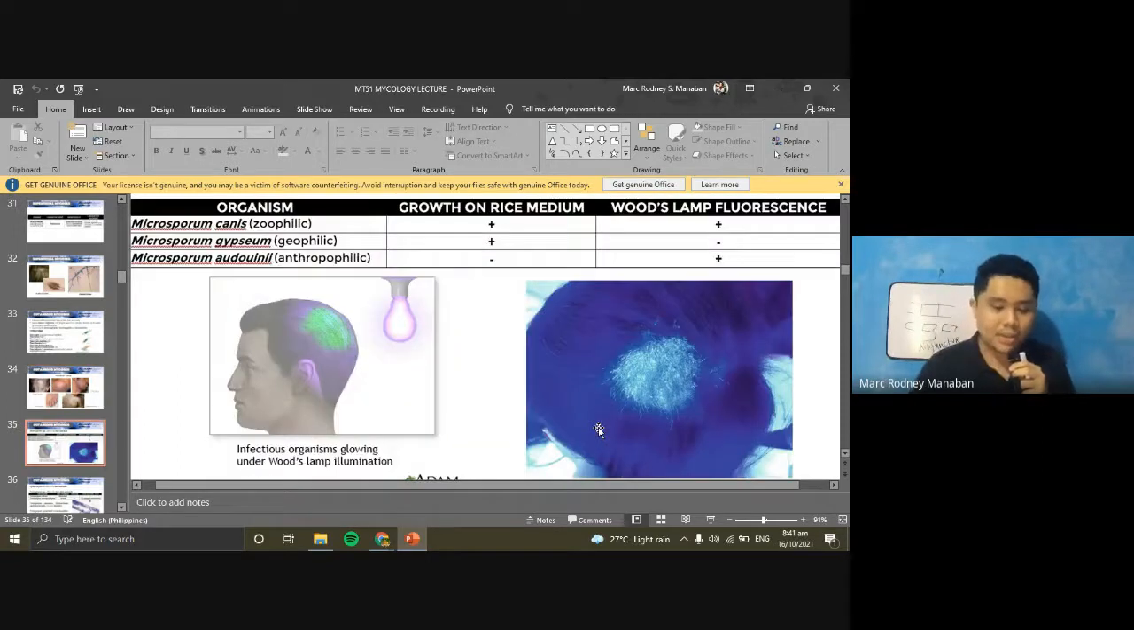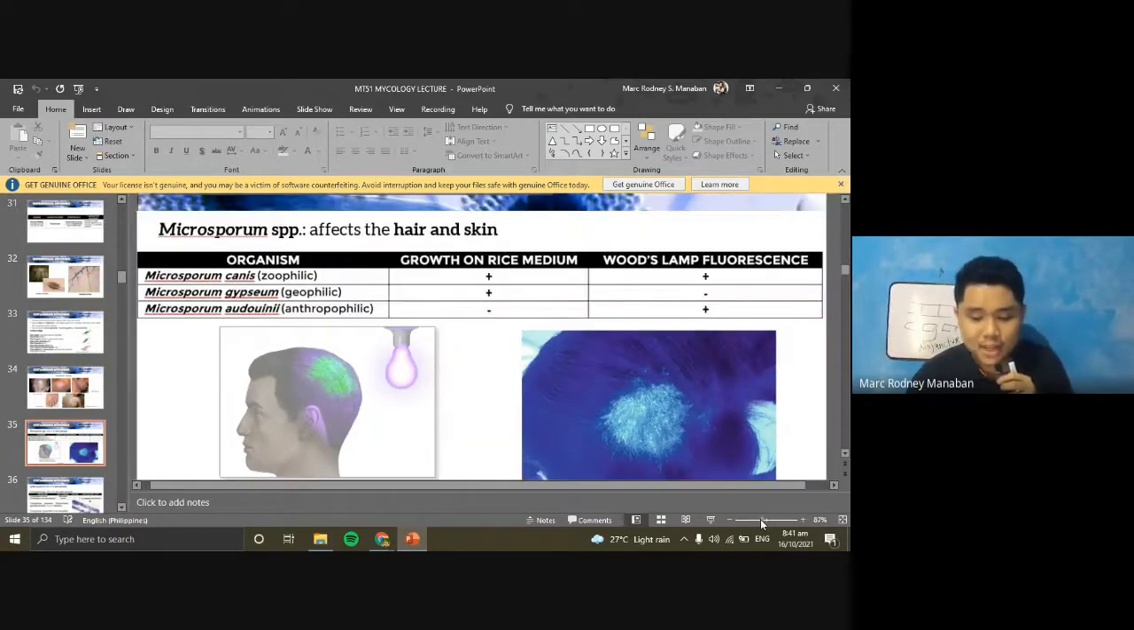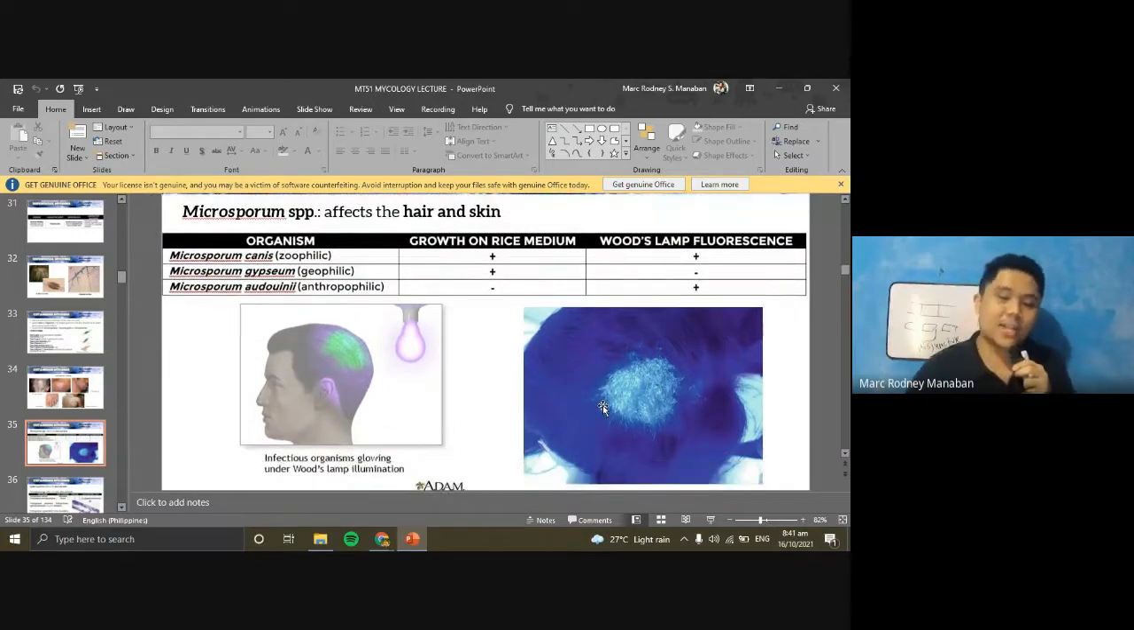Now we go to the species of your dermatophytes. Your dermatophytes, again, we have three. We have microsporum, trichophyton, and epidermophyton. So first is microsporum. So your microsporum infects your hair and skin. So we have a biochemical test here. You have microsporum canis, zoophilic, gypsum, geophilic, meaning gikan sa imuhang earth or gikan sa environment. And you have microsporum odonai, all right?